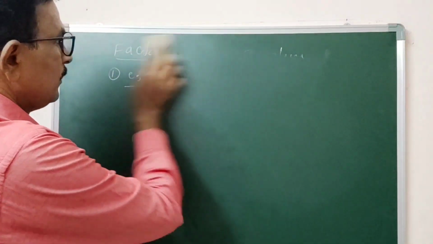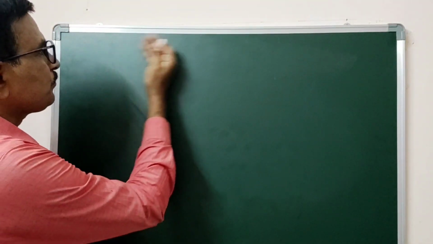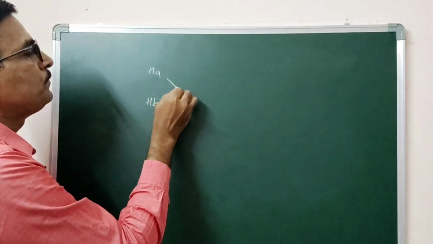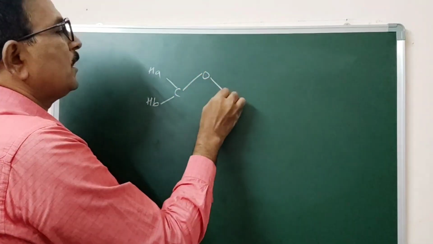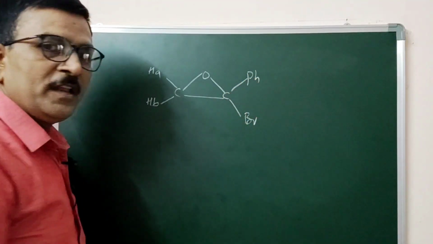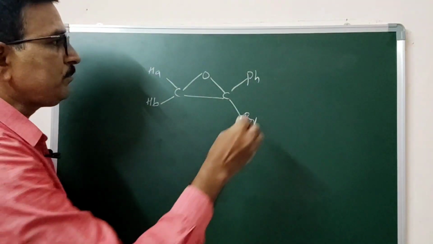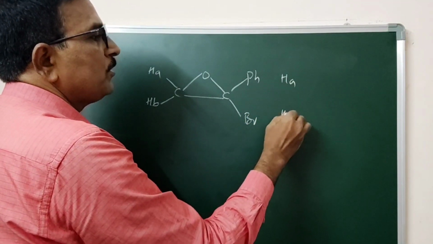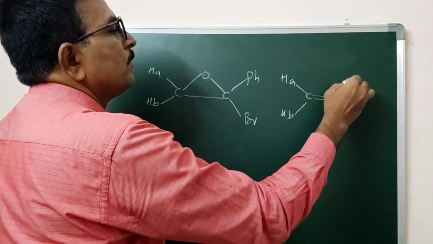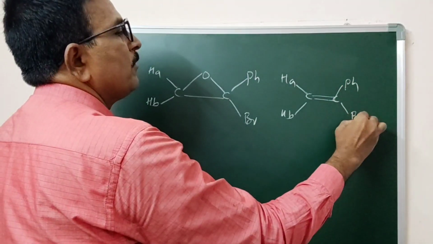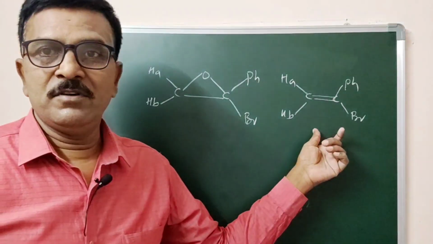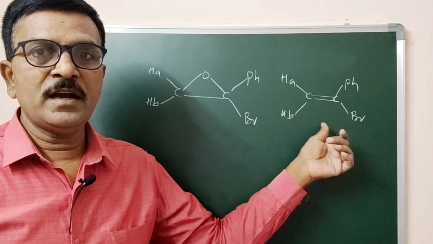Example: HA hydrogen, HB hydrogen, oxygen here, you keep phenyl here and bromine here. This is one example. Another example: HA hydrogen, HB hydrogen, carbon here, double bond, carbon, phenyl and bromine. One is alpha bromostyrene epoxide, another one is alpha bromostyrene. This is the epoxide and this is the styrene.